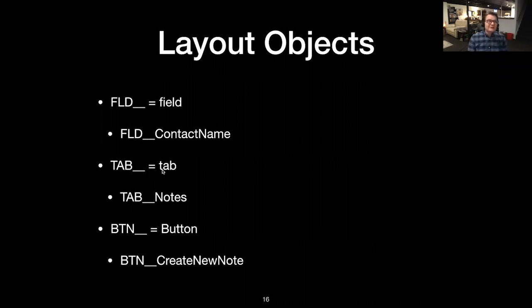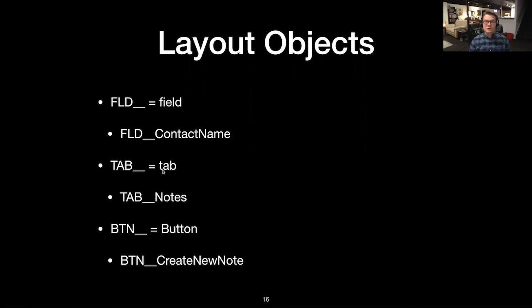We don't have a ton of naming conventions when it comes to layout objects, but maybe this is a starting point for you to think about them. I'm not going to dive into an example of this, but for example, if you are naming fields on a layout, we like to use a prefix of FLD in all caps with a double underscore, TAB for naming tab objects, and then BTN for buttons.